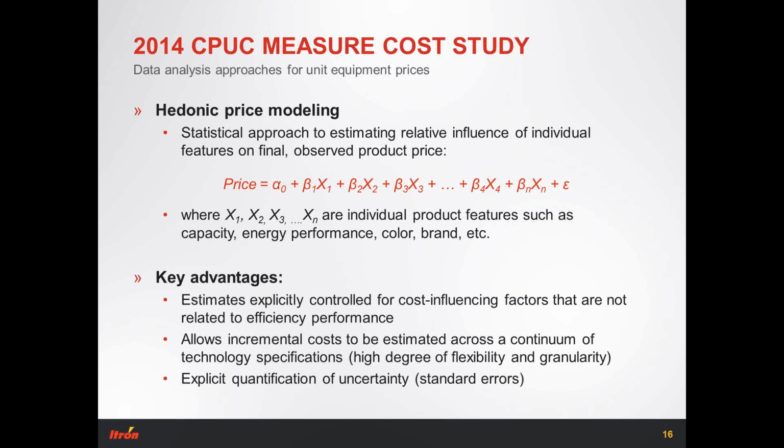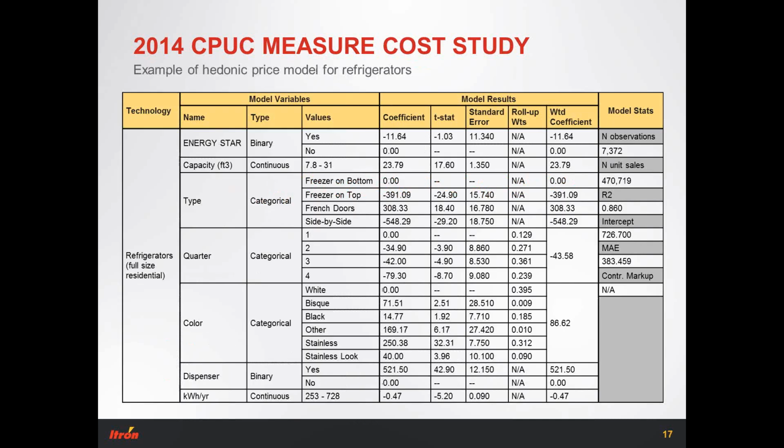The key advantage of hedonic price modeling, and the reason that we tried to implement this as much as we could, was that not only can you explicitly control for cost factors not related to efficiency, but perhaps even more importantly, we could estimate incremental costs really across a continuum of technology specs. So by nature, it had a high degree of flexibility and granularity in the approach. And then on top of that, we actually got empirical estimates of uncertainties in forms of standard errors and other statistical precision measures.